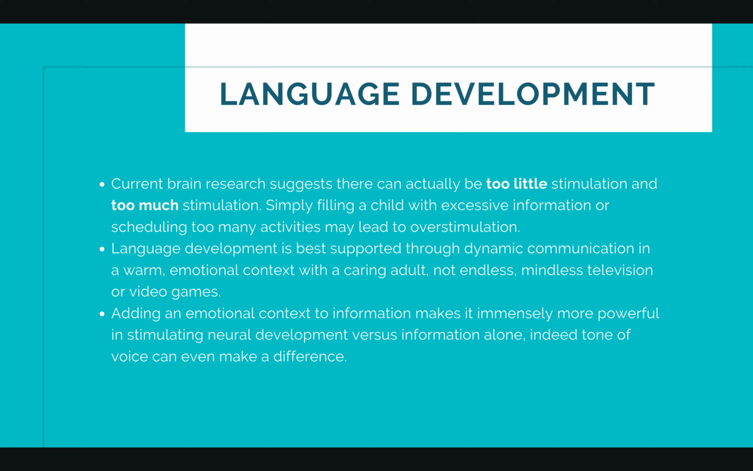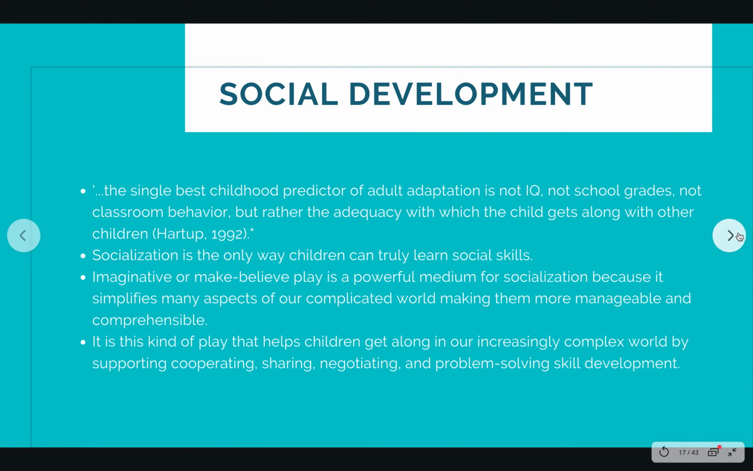Language development is best supported through dynamic communication in a warm, emotional context with a caring adult, not endless, mindless television or video games. Adding an emotional context to information makes it immensely more powerful in stimulating neural development versus information alone. Indeed, tone of voice can even make a difference.